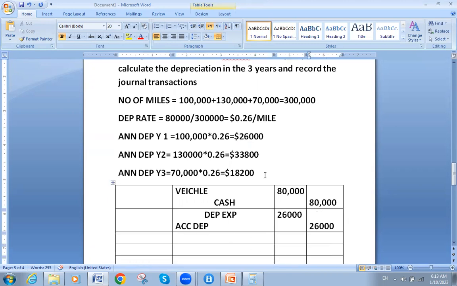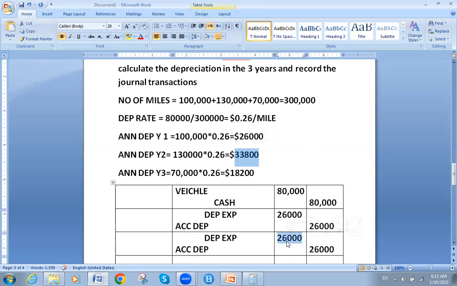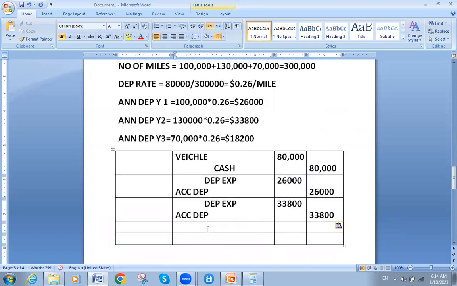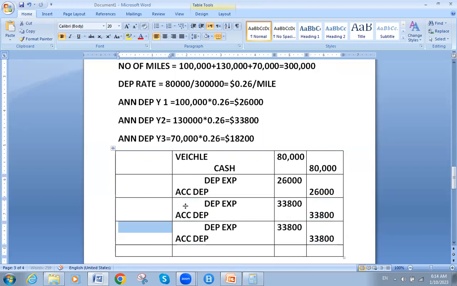Okay, the second year of the depreciation is the same, but we'll change the amount. Control and C, and control and V, but we'll change the amount to the amount of the second year, which is here. This is the annual depreciation for the second year. Third year will do the same thing. We'll take the same transactions, but we'll change the numbers, that's it. Here we will do the same with 18,200, control and C, for the third year, control and V. That is all about it.